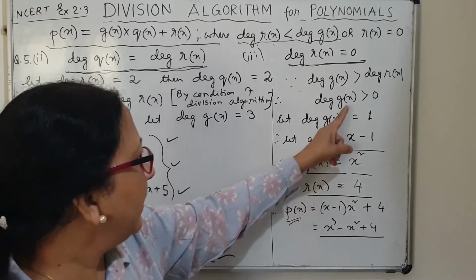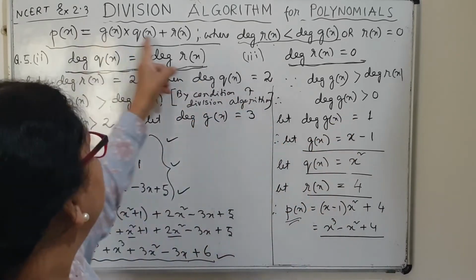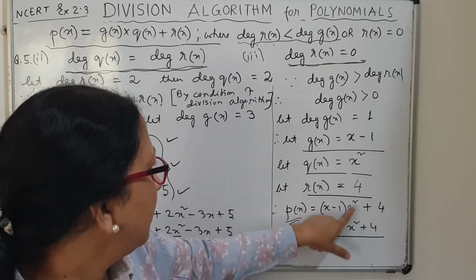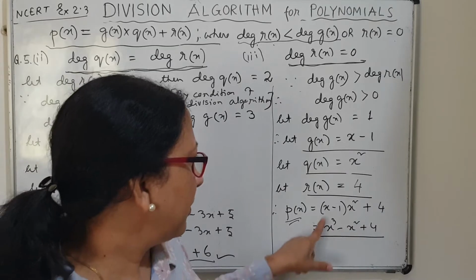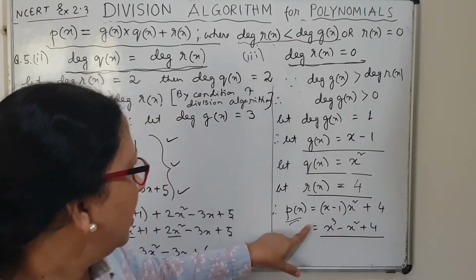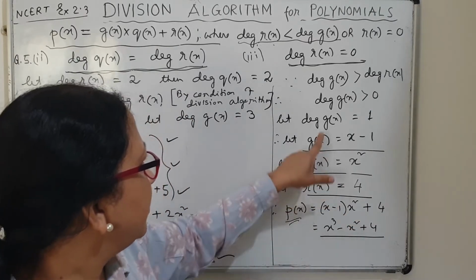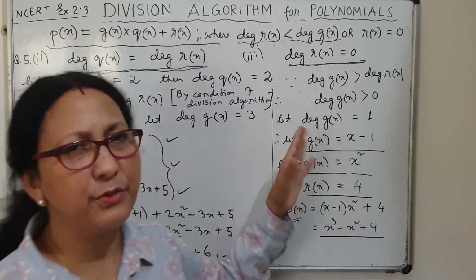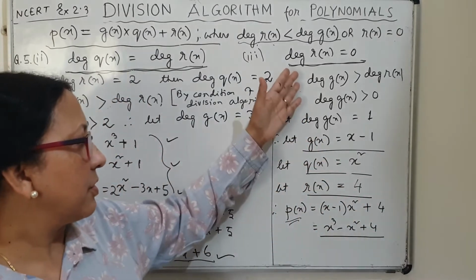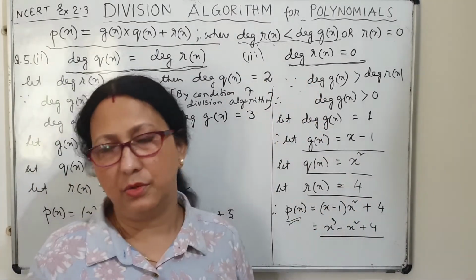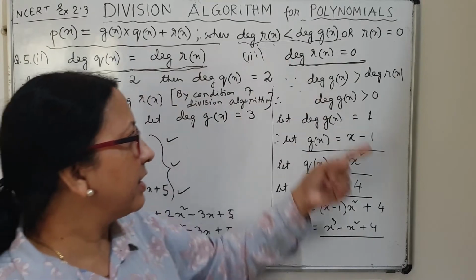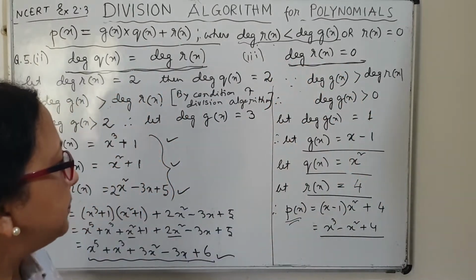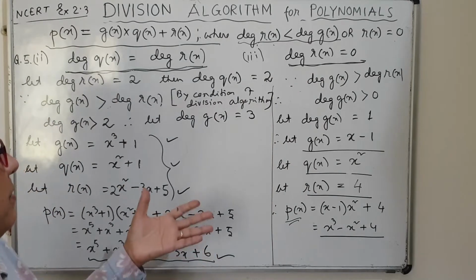Then you put all these values in the algorithm. So p(x) is equal to g(x) into q(x) plus r(x). After multiplication, this is the result. So p(x) is this, g(x) is this, q(x) this, r(x) is this. So I get one set. In this way you can find different sets of examples of 4 polynomials satisfying the division algorithm as well as the given condition in the question. So in this way, we have to solve this kind of question. That is the most important thing.